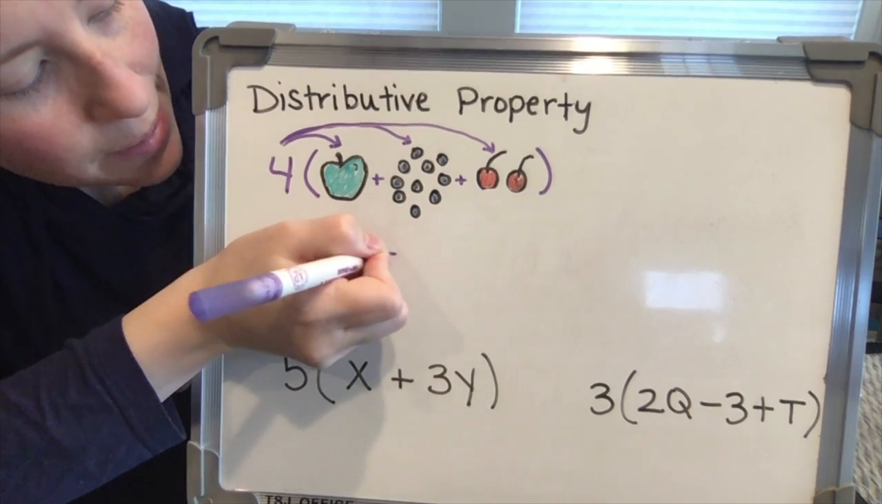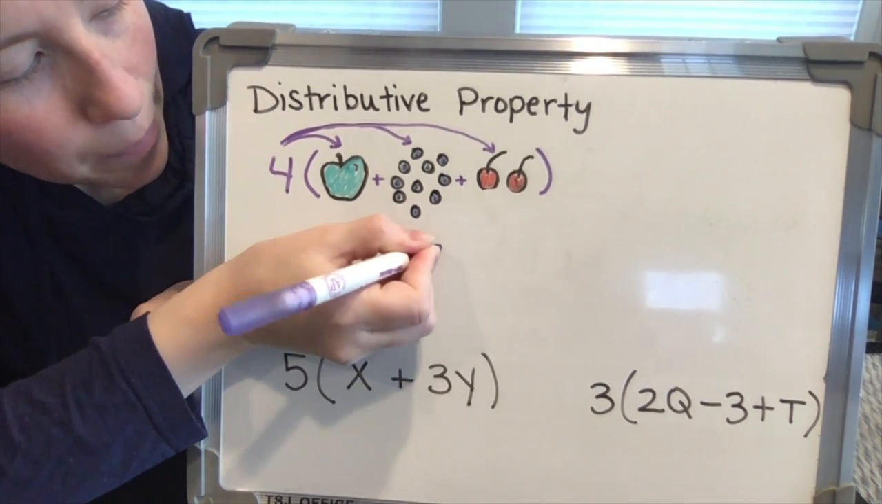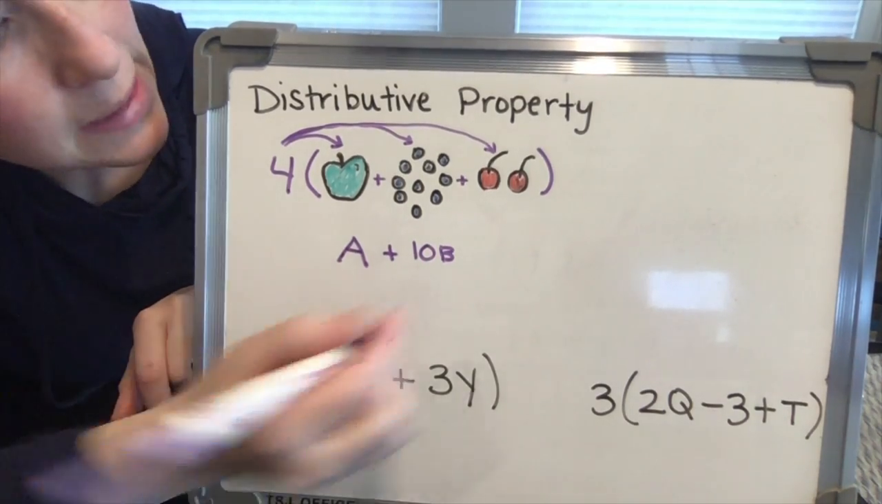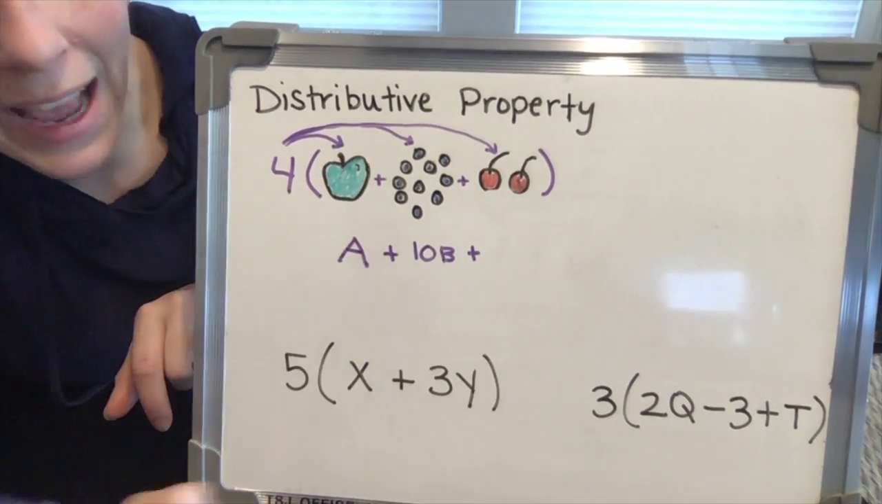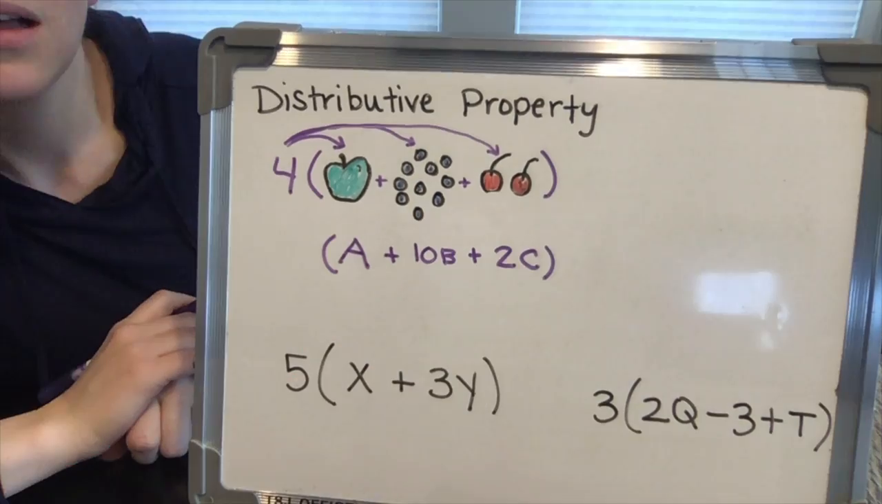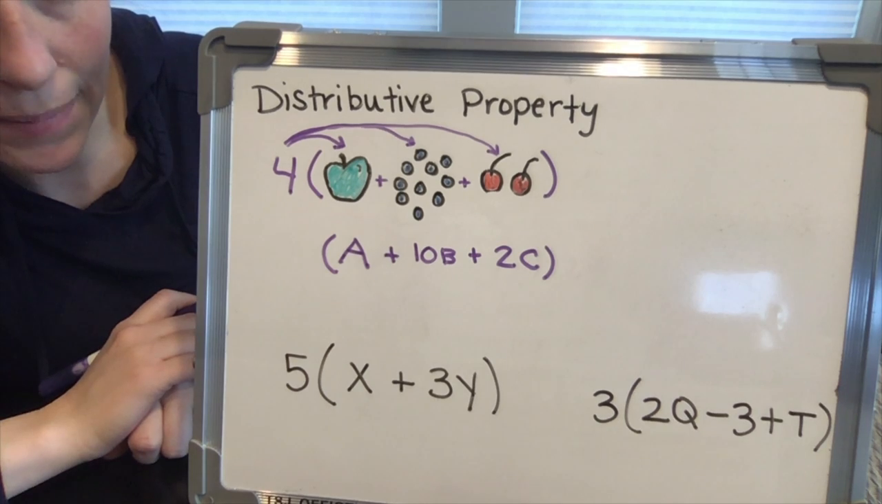The next thing I'm going to do is add 10 B for blueberries. So 10 times B shows me that there are 10 blueberries. And lastly, I'm going to add 2 cherries, so I'm going to put 2C for cherries. I'm going to keep my parentheses to keep my recipe together.